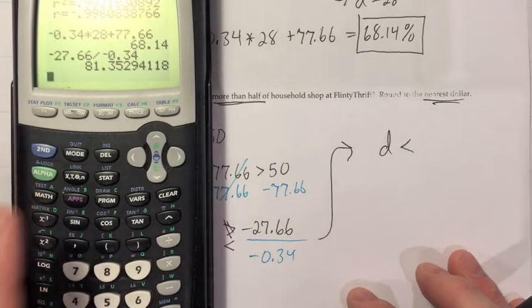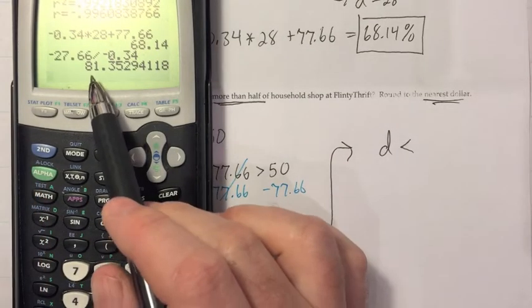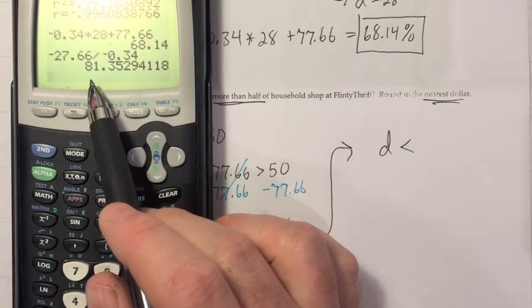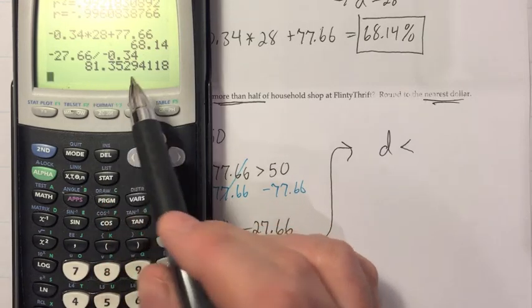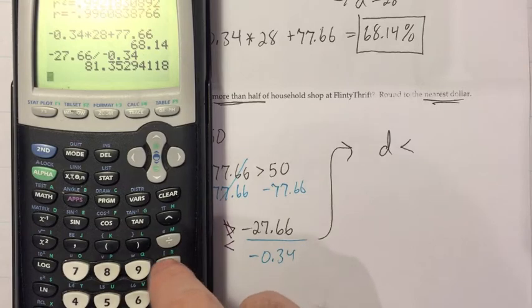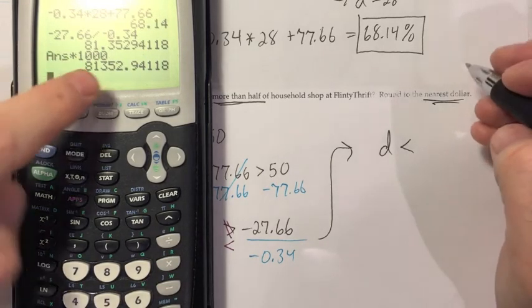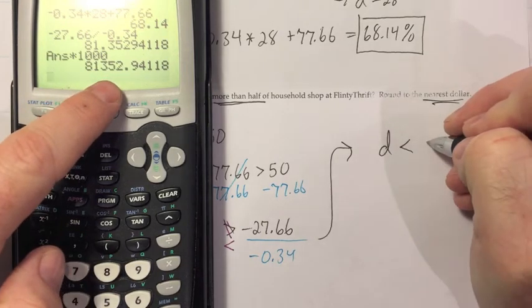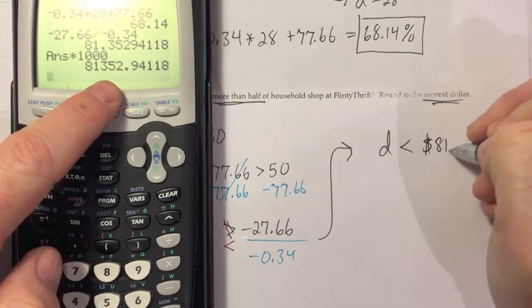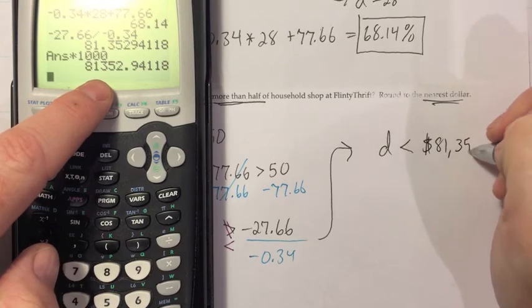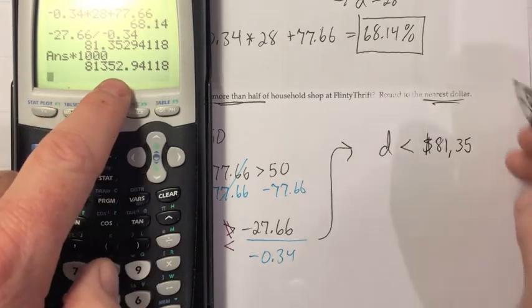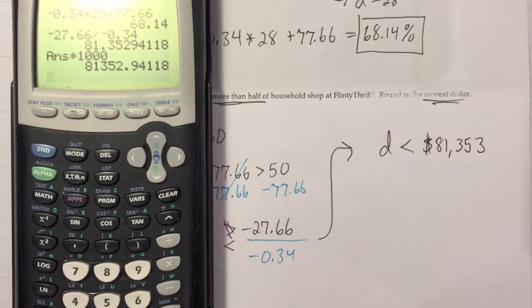And when people hear that to the nearest dollar, a lot of times they think, all right, 81. But this is not in dollars, this is in thousands of dollars. So if I take this and go times 1,000, now it's in dollars. And now I could round it to the nearest whole number, and that would be dollars. So 81,352, but the 2 is followed by a 9, so we'll round that up to a 3.